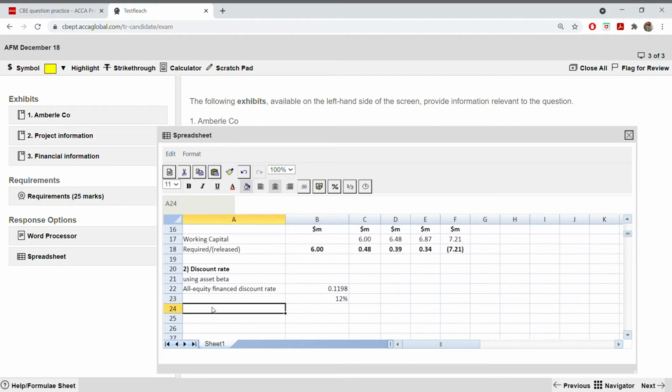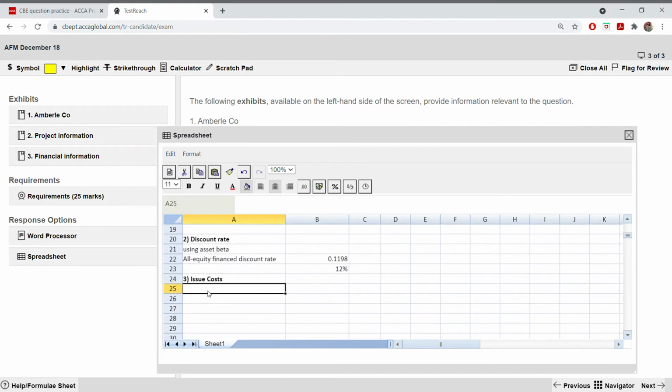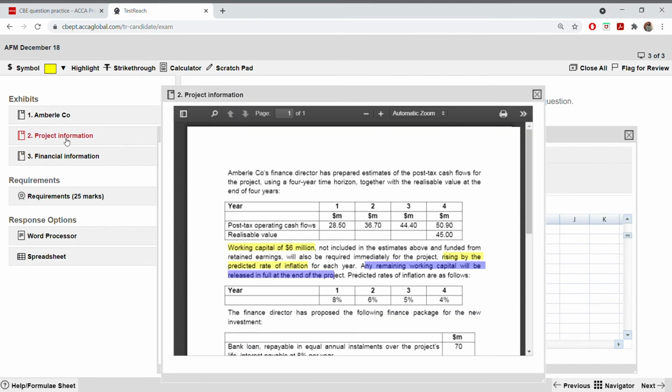So now I'm going to work it as working number 3. What is working number 3? I can find my issue cost. Issue cost is the easiest in adjusted present value, so we'll finish off with that. I'm going to bold this out for consistency. All my workings are in bold, the headings. Now for that I'm going to go here, rejected information, issue cost.